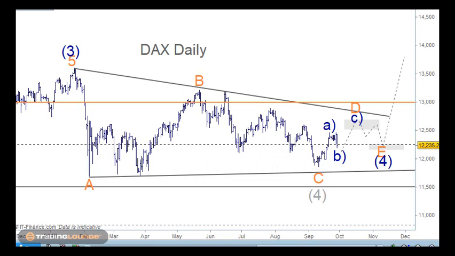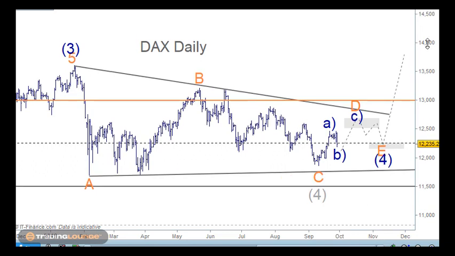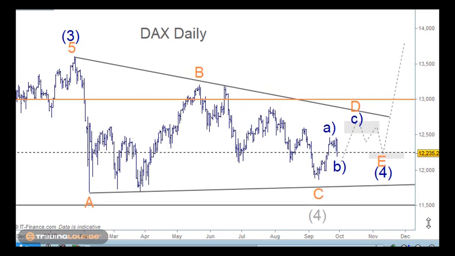Welcome to Trading Lounge and the European Indices, starting with the DAX here on the daily chart. We've had a sharp move down in the European markets, so let's go in and have a look at that.